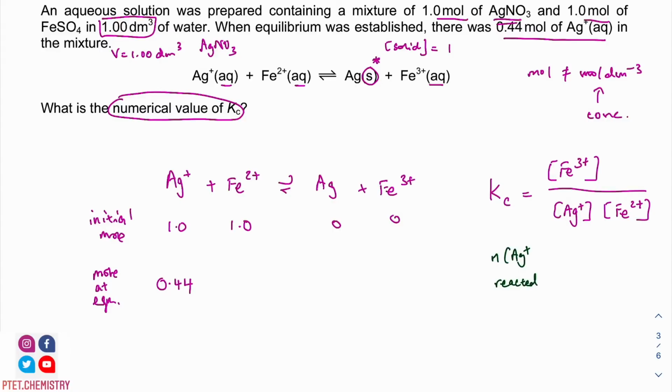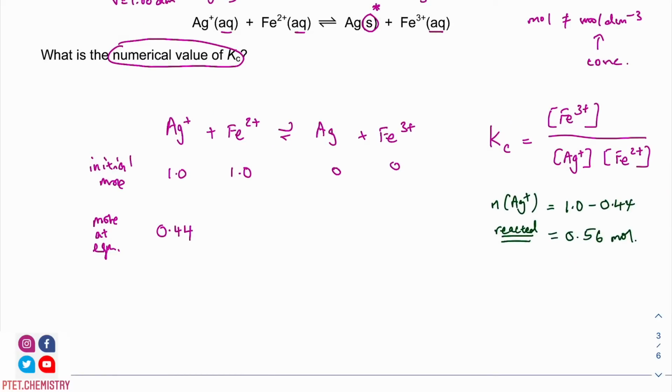It's very important that you see exactly what is happening. Whatever reacts will give you the product. The products are formed from whatever has reacted, not what you're left with at equilibrium, but how much has reacted. That's very important, yeah? So it's going to be 1.0 minus 0.44. So that's 0.56 mole.